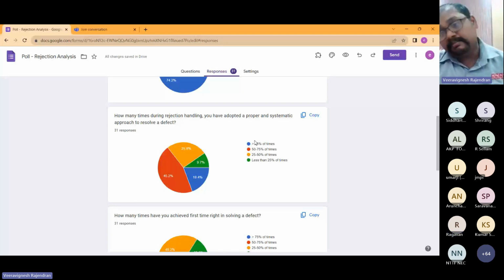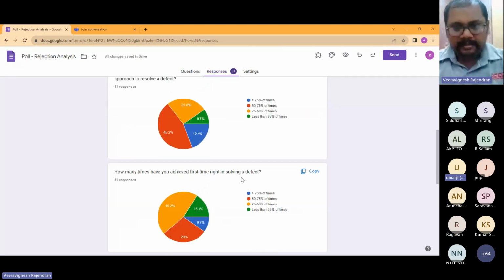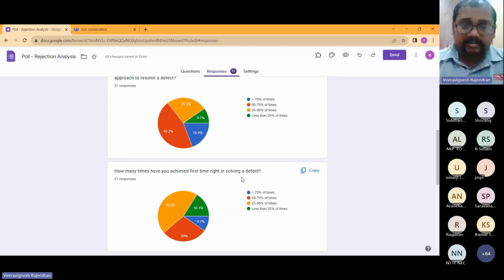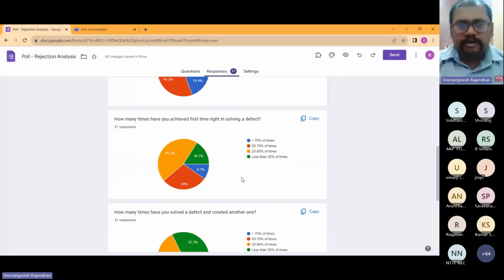So the balance, almost 60, 70, 80% of people, are below 75% of the time. That means out of 10 defects you have handled, most of the defects you have handled are non-systematic, or the approach you have chosen is a non-systematic method. So this is the actual scenario, and maybe this is the reason why sometimes the defects are not going away at all. How many times have you achieved first time right in solving a defect?